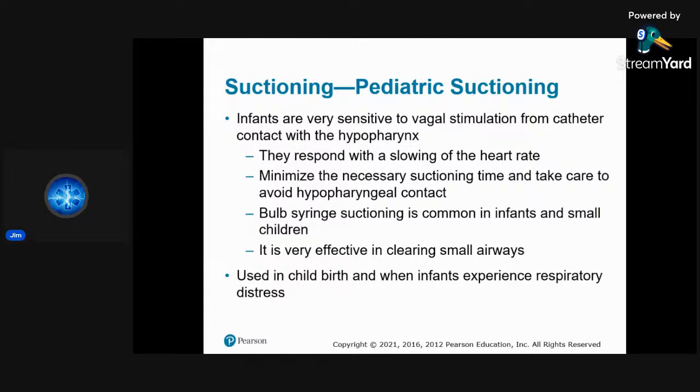We can use a bulb suction syringe in smaller children. It's very effective in cleaning the airway, especially in childbirth. We use this during childbirth, right? So those little blue bulb suction syringes, we'll talk about that during the childbirth section.